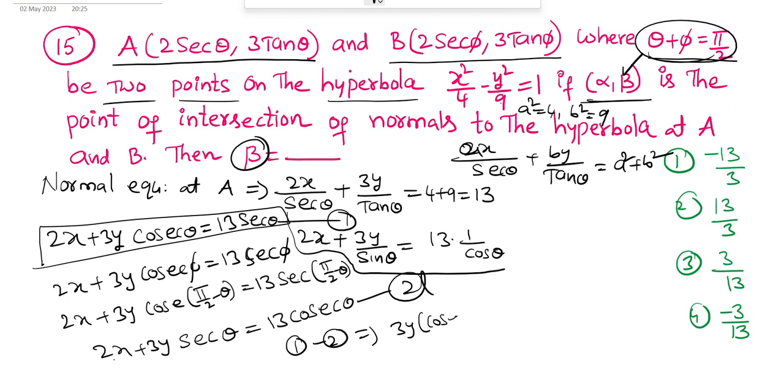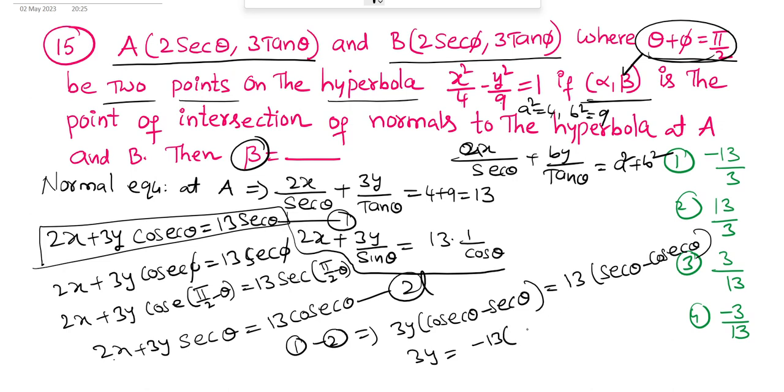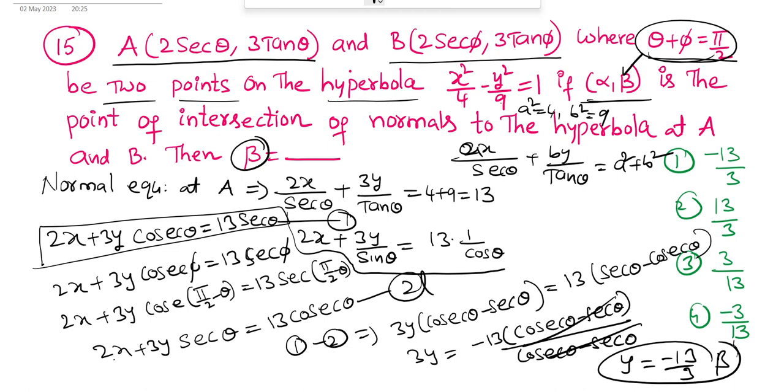3y into (cosec theta minus secant theta) is equal to 13 into (secant theta minus cosec theta). So 3y is equal to minus 13, taking minus common, into (cosec theta minus secant theta) by (cosec theta minus secant theta). This value cancels. From this, y is equal to minus 13 by 3. This is the value of beta. So the value of beta is minus 13 by 3. For this, the first option is the correct answer.